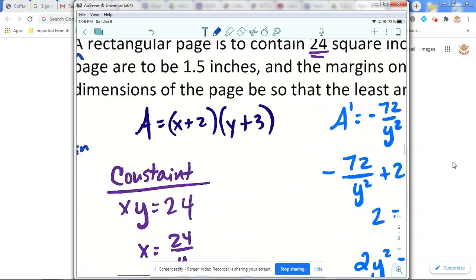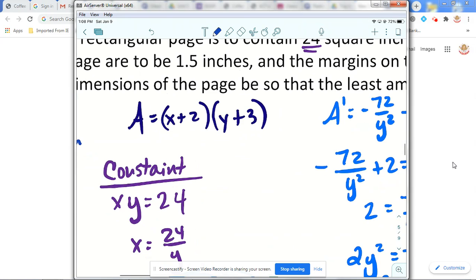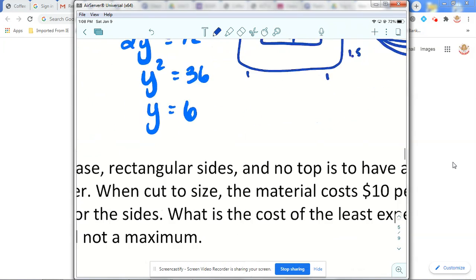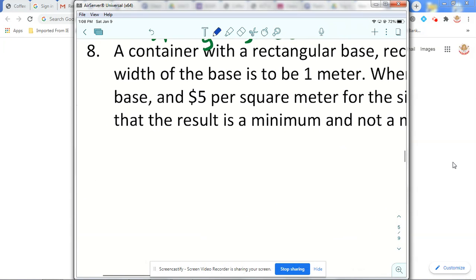So it's just the x plus the 2 and the y plus the 3. All right, and then for the last one, look at it.